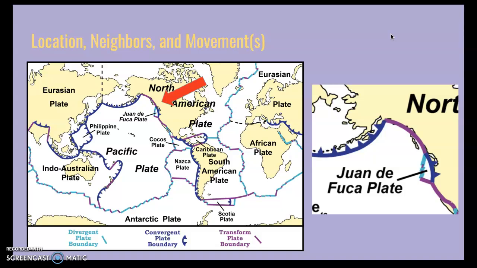So as you can see in the picture on the right, the Juan de Fuca plate is sometimes split into three small territories, so the interactions are different, but in general, they say that the boundary between the Juan de Fuca plate and the Pacific plate is a transform boundary.